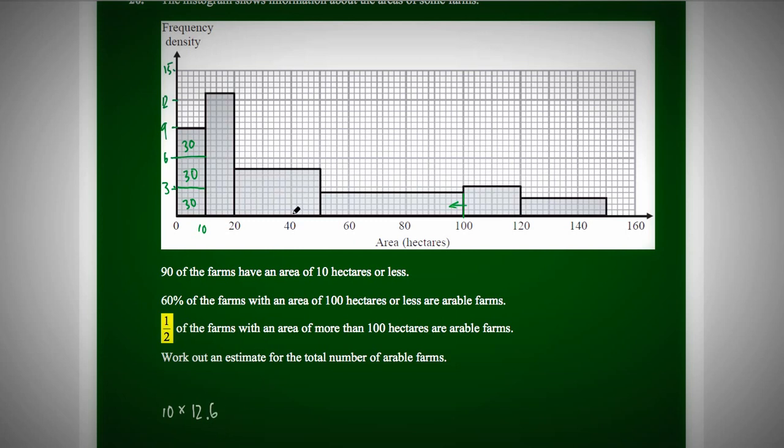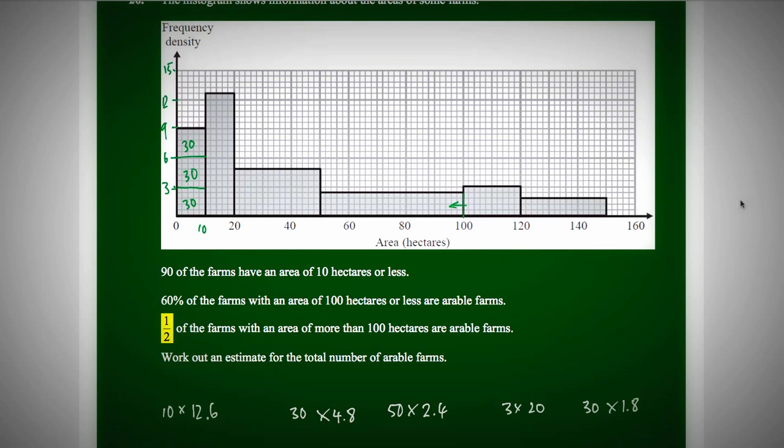This one is going to be, that goes up 10, 20, 30 hectares, 30 times by 3.6, 4.2, 4.8 is the reading on the scale there. This one I've got from 50 up to 100, so that's 50 times by 0.6, 1.2, 1.8, 2.4. This area here is 3 times 20, and this area here is 120 up to 150, so that's 30 times by its height, 0.6, 1.2, 1.8.